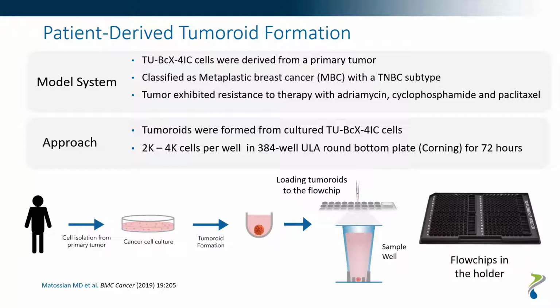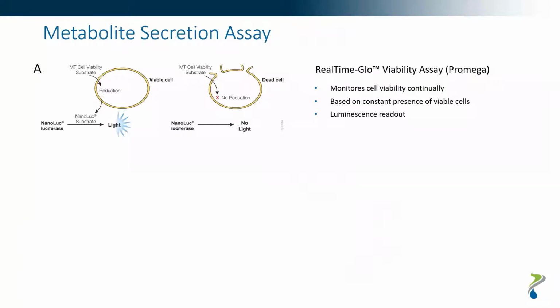and imaging. As a first step in our experiments, we incorporated a pretreatment step when we measure tumoroid viability and assess how uniform they are using real-time Glo luminescence assay. Here you can see schematically the principle of the assay. Real-time Glo assay is based on constant presence of viable cells and measures cell viability in real time continually. Assay reagent containing pro-substrate is added to cells.